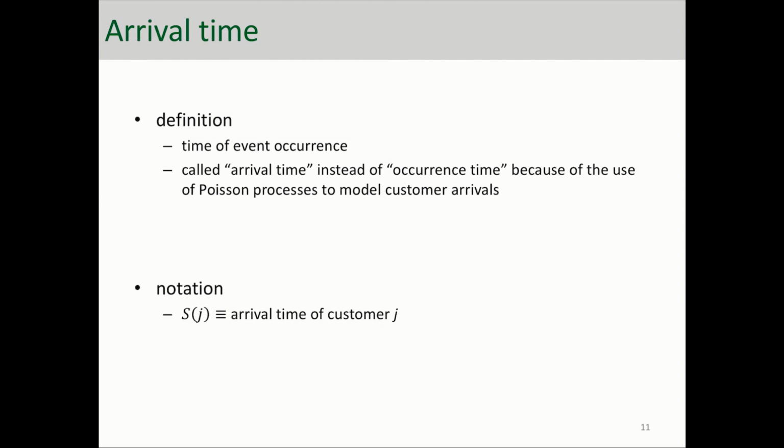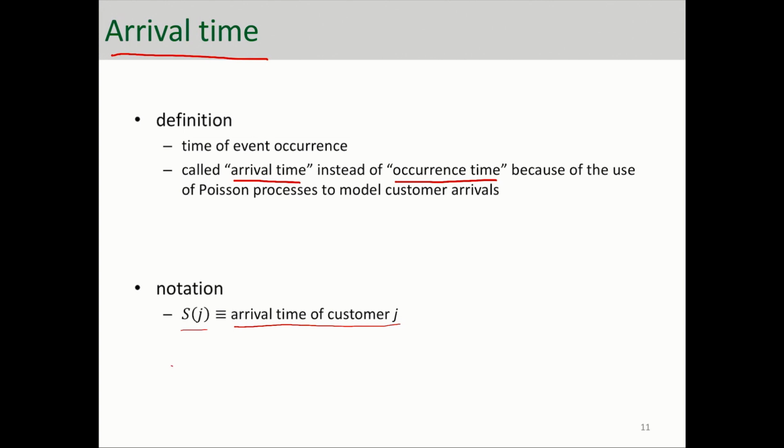So we have this arrival time, right? When you're observing an arrival process, let's say customers arriving at a store, for each customer you have an arrival time. Or whatever it is that you're observing, there's an occurrence time for each event, and we call that S of J, arrival time of customer J. Or patient J. Or if you think about the arrival of an earthquake, that's also an arrival process, arrival time of earthquake 5. That's S of 5.